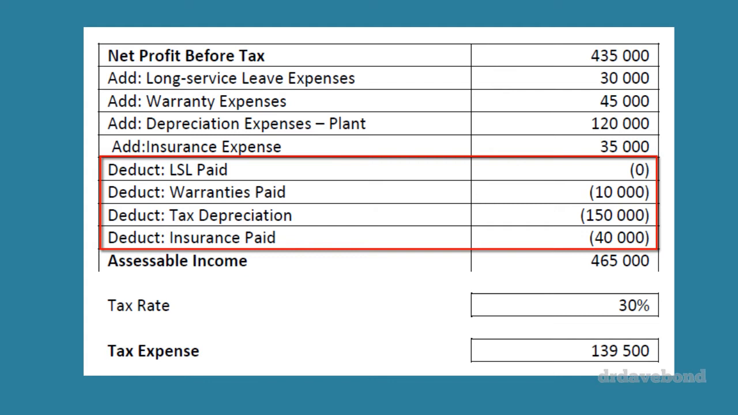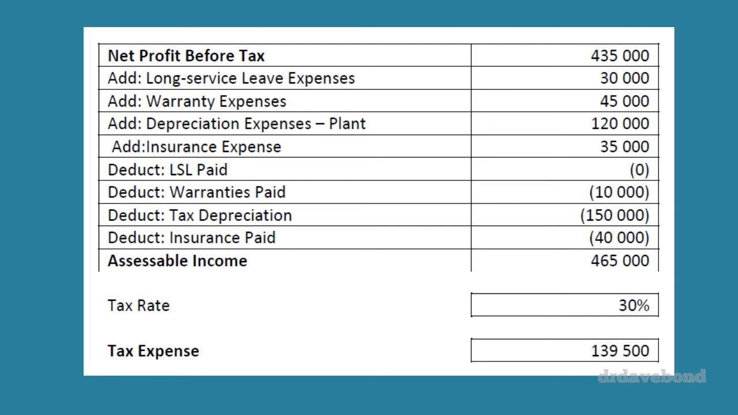Now we've got to look at why we've deducted these particular amounts. For long service leave, for warranties, and for insurance, the simple fact is that we've paid them. We've paid nothing for long service leave, so we don't get a deduction. We've paid $10,000 for warranties during the course of that year. That's what we get as a deduction. For insurance, we prepaid $40,000, and that's why we get the deduction there. I mean, you're never going to pay insurance after the fact. Sort of defeats the purpose a bit. But we've paid for that, and that's when you get the deduction.